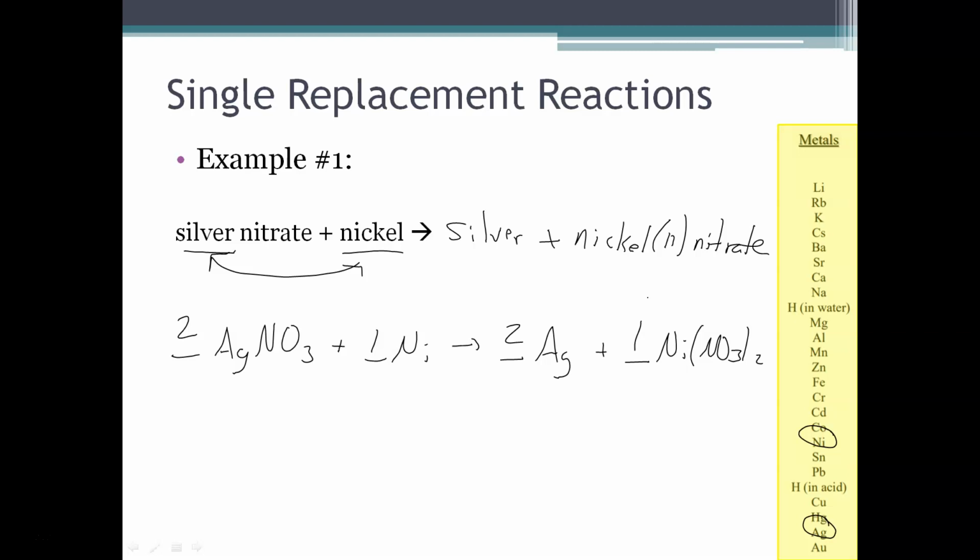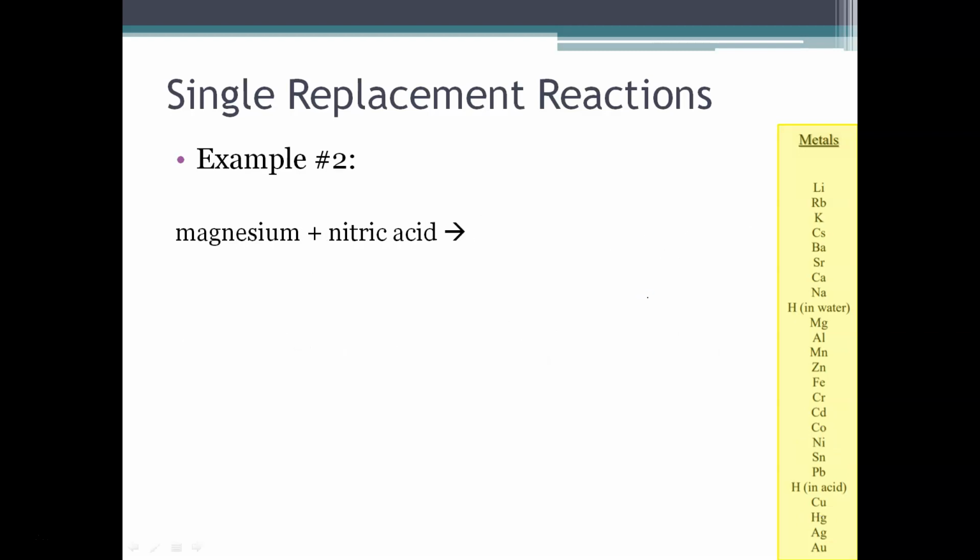A couple other little things to talk about here. Let's do a couple more examples. Example number 2 is magnesium plus nitric acid. Again, we have an element, magnesium, and a compound, nitric acid. Let's go through and underline magnesium like I did and find it in our activity series right here. And then we have nitric acid.